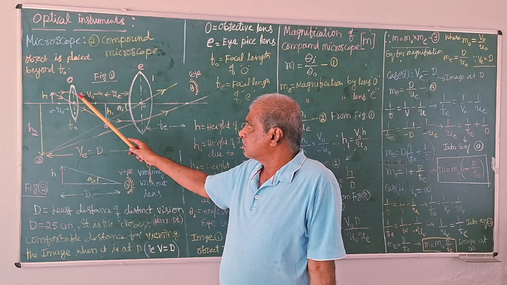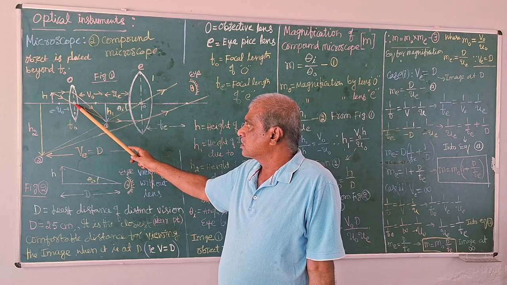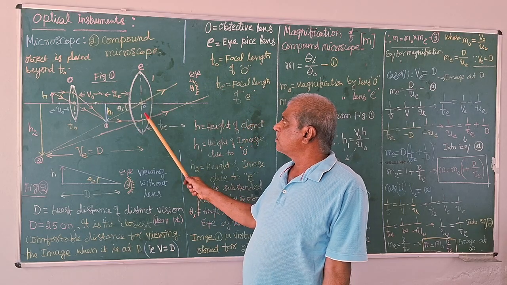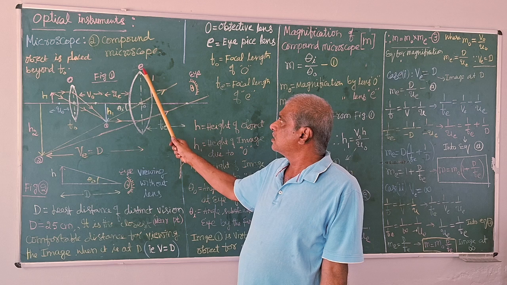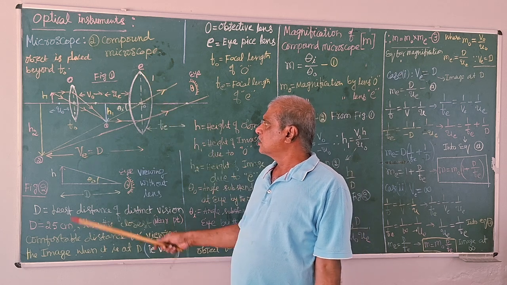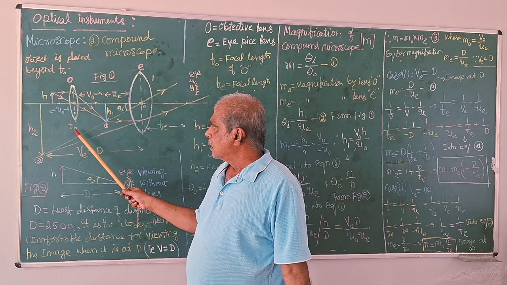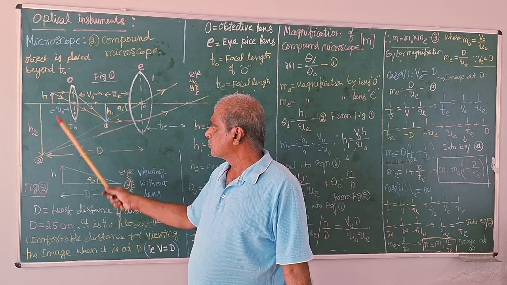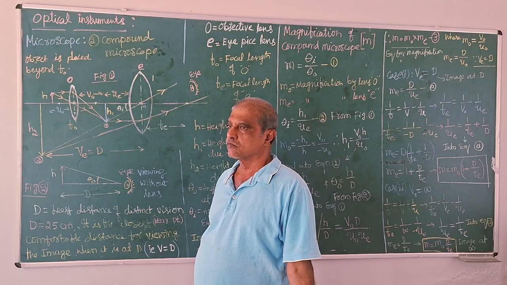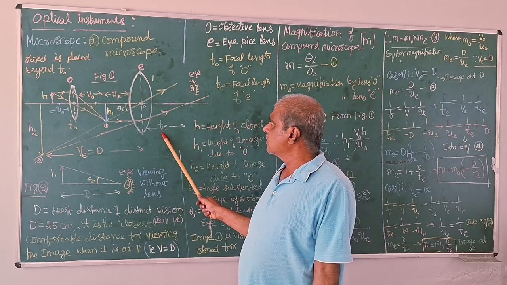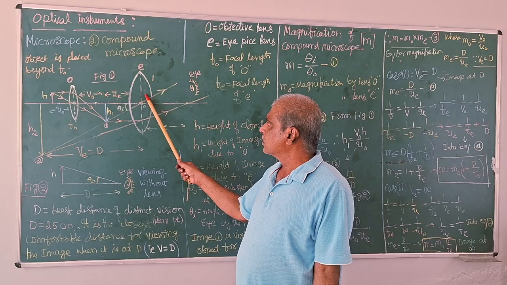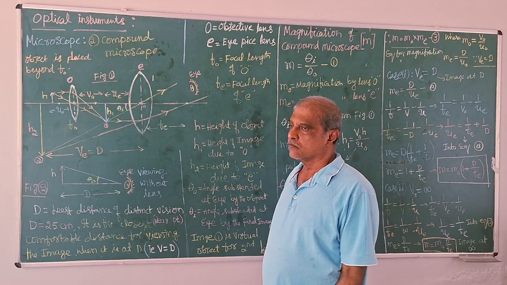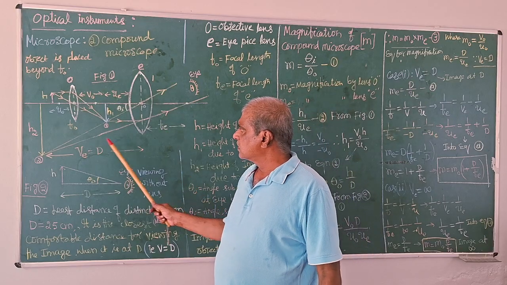It has two lenses. It is the objective lens, here designated as O. And this is called the eyepiece lens, designated as E. This lens has a focal length of f0. It is the distance between these 2 points, or these 2 points. And this is the focal length of this lens, the distance between these 2 points or these 2 points. This focal length is higher than this focal length.